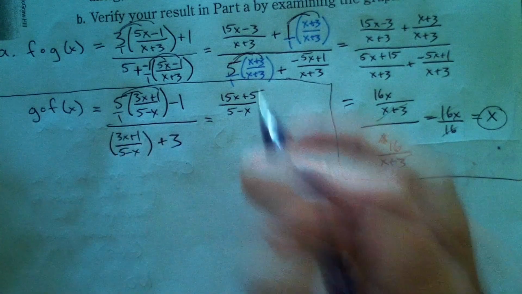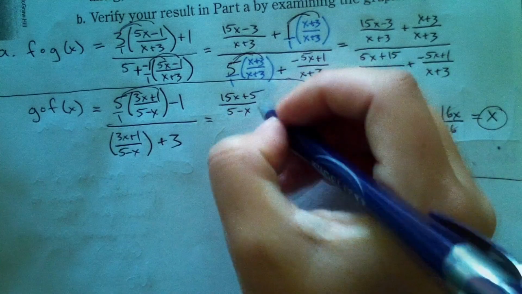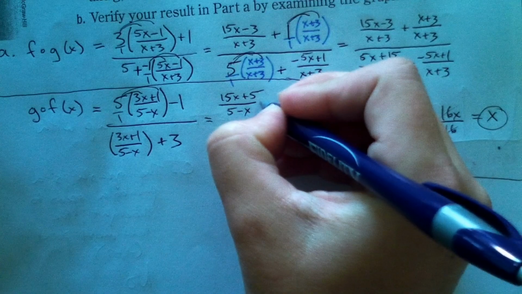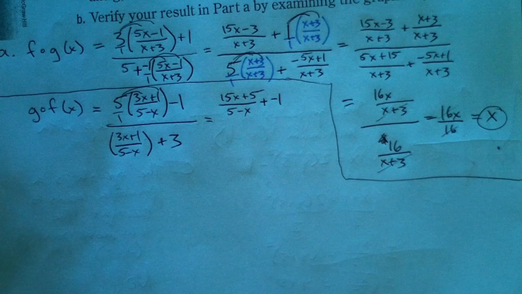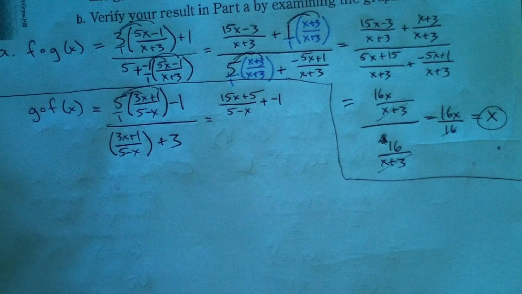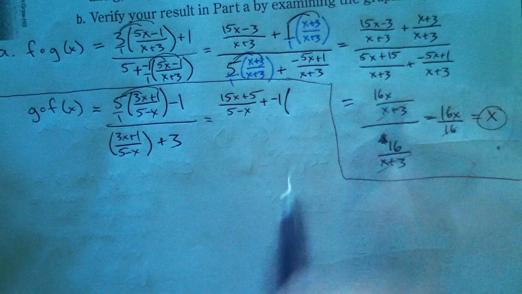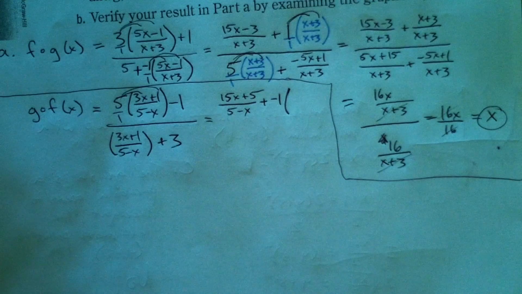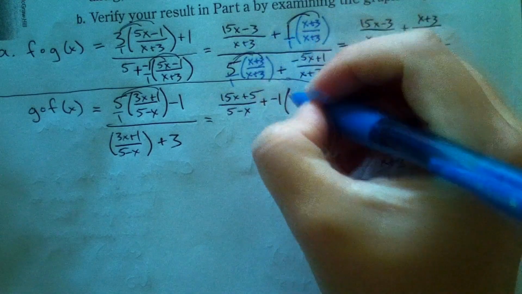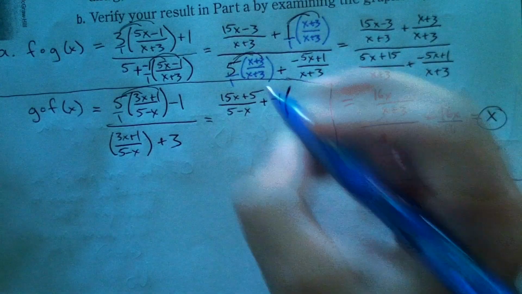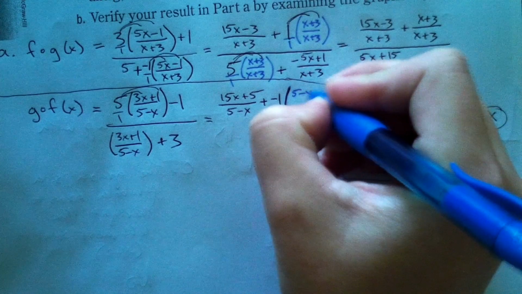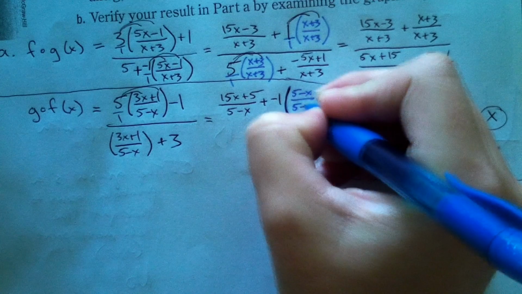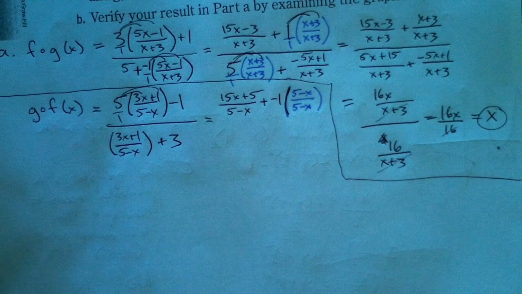Okay, so now I'm going to start simplifying this out. Again, that first fraction is just going to stay the same. So 15x plus 5 over 5 minus x plus, and then I've got to do my distributive property here. So the negative 1 times the 5, negative 1 times the negative x, that would make it a negative 5 and a positive x, so plus x, over, and then the bottom again has got to be the 5 minus x, because they've got to be the same for us to add them.